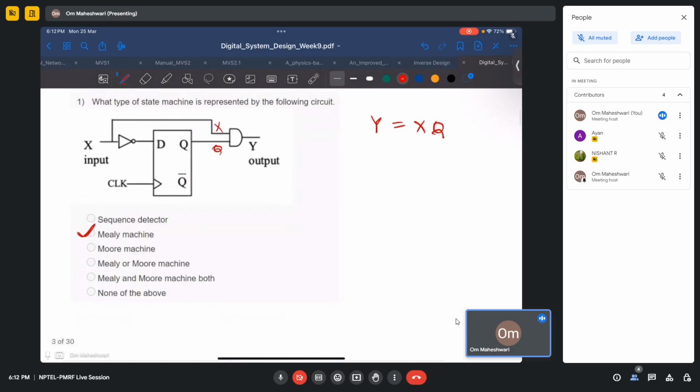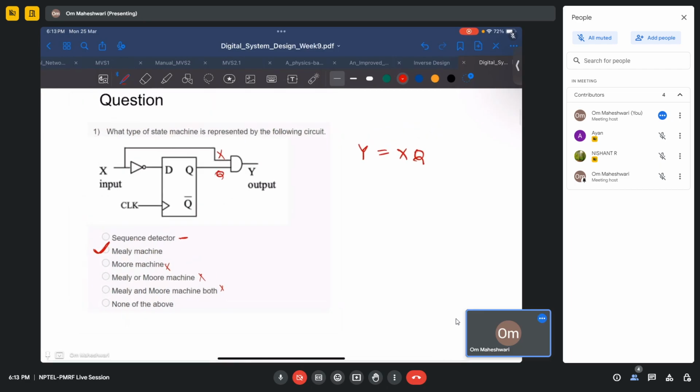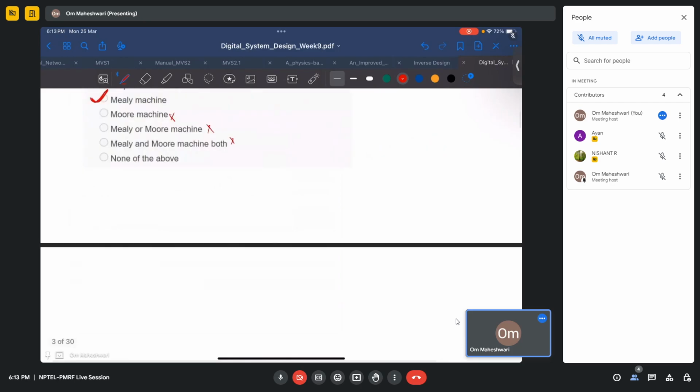So for the options, sequence detector, we will look at what a sequence detector is later. But these two options are totally absurd, it cannot be both. Moore machine, it is not. So the answer is Mealy machine. The first question is very simple and theoretical. Just by looking at the output, we can see it is a Mealy machine. Okay, so let us move on to the next one.